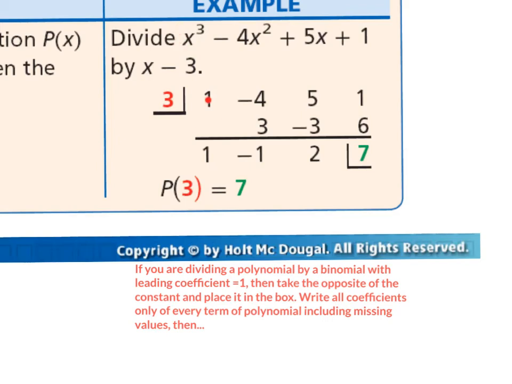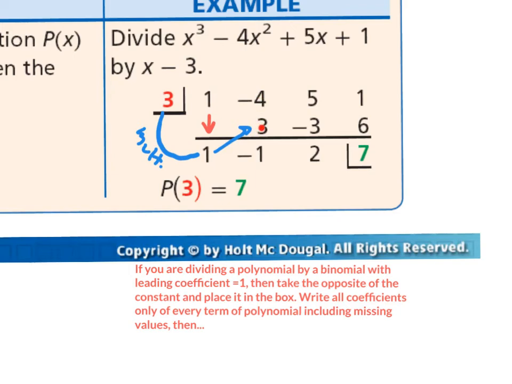What number's here? A 1. What number's here? A -4. What number's here? A 5. What number's here? A 1. And you just make a list right after that box. You draw a line. As you go down, you combine. So there's nothing here. 1 plus nothing is 1. As you go up, you take that number 3, you multiply it by 1, and it will give you 3. So that's how we get this 3 up here.